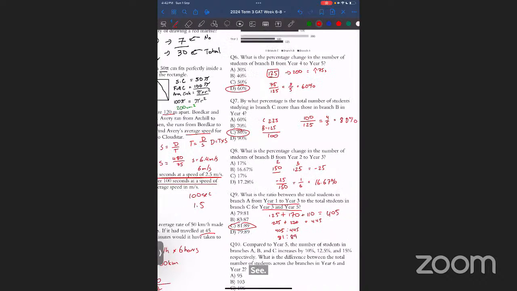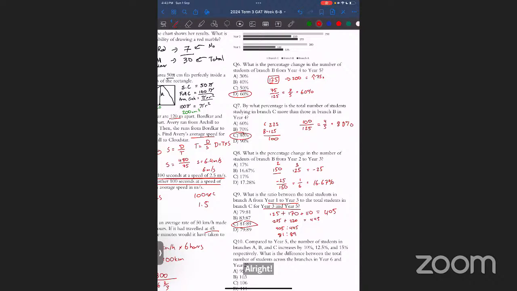In question 6, why wouldn't you do 75 over 200? Good job. So James asked a question in question number 6, why do we not do 75 over 200? So James, whenever they ask percentage change from year 4 to year 5, basically it's saying that imagine you're in year 4, by what percentage did you increase to go to year 5? So the denominator has to be the initial number, which is 125 in year 4. Do you understand? Thank you.